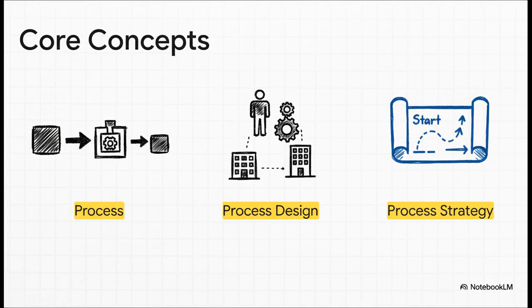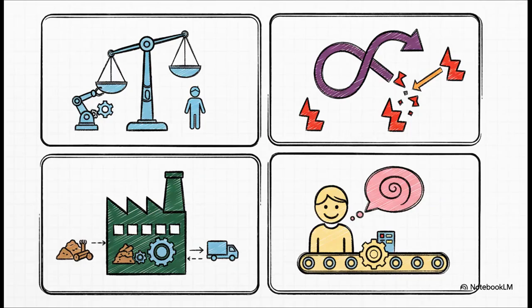In English, this is the big picture. Process strategy is a company's overall, high-level approach for physically making its stuff, its goods and services. So when you're building a process strategy, it really boils down to 4 key decisions.